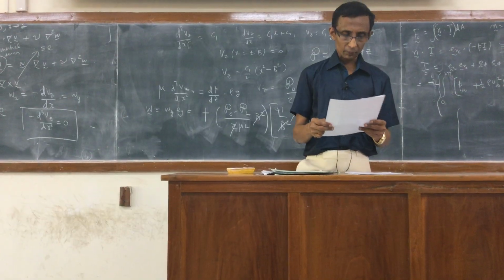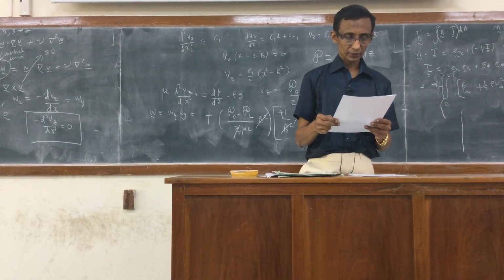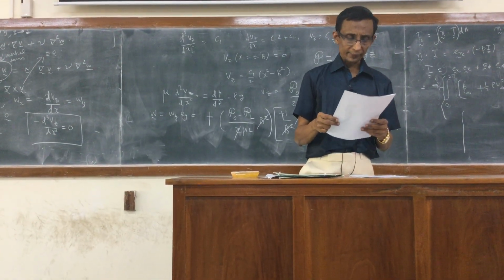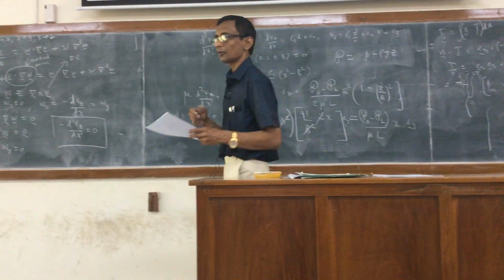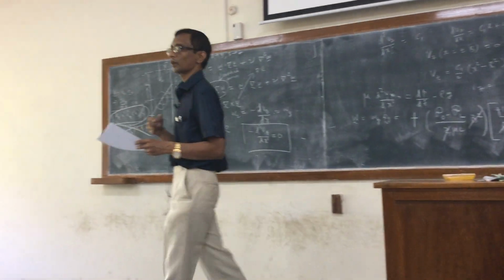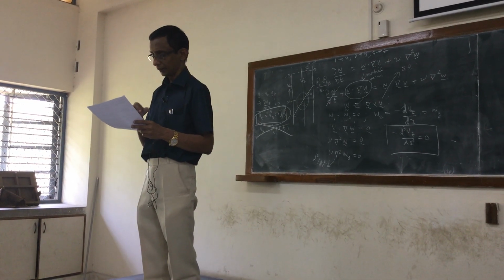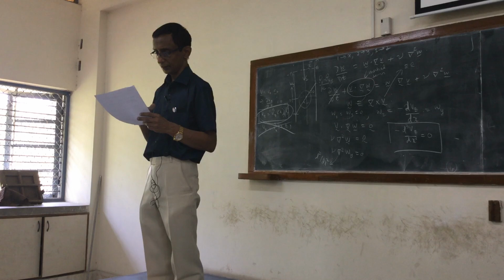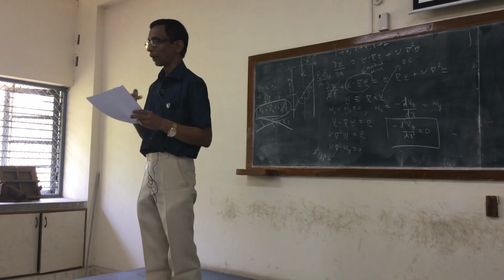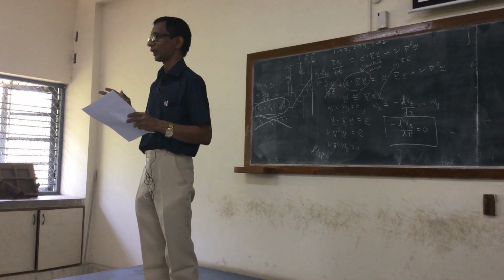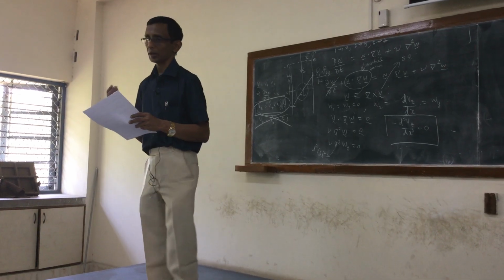Now the second problem is very simple. We have done the flow of a fluid past a sphere. What this problem is saying is that we replace the boundary condition. So the solution is the same. We have to replace the boundary condition.